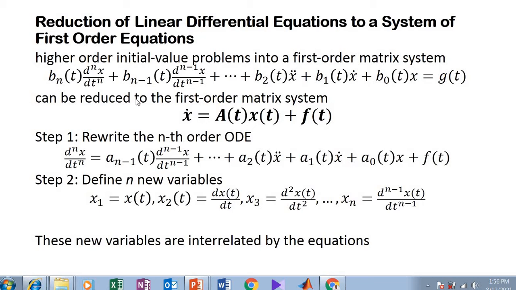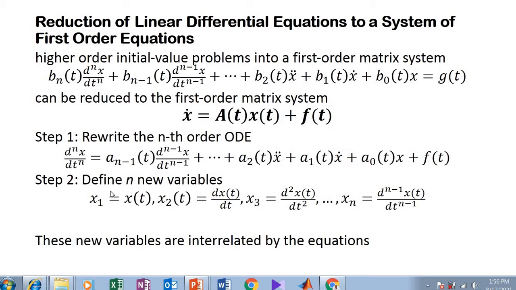So step number one, if you want to reduce a linear ordinary differential equation to a system, we rewrite the nth order ODE in terms of the highest order derivative. So you make the highest order derivative the subject of the formula.